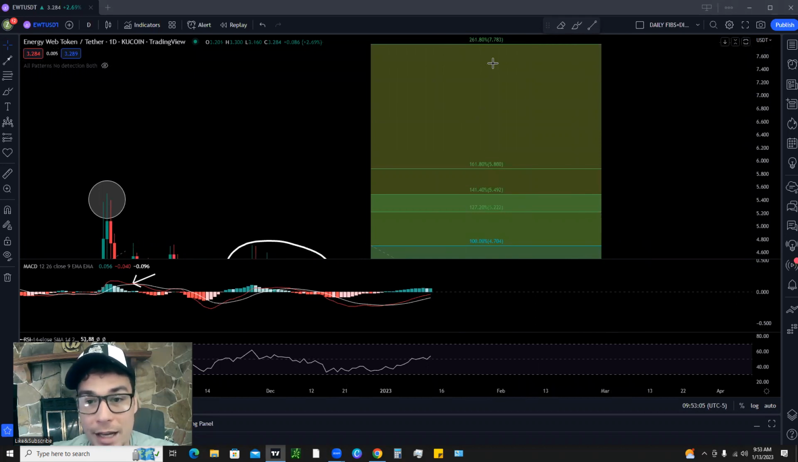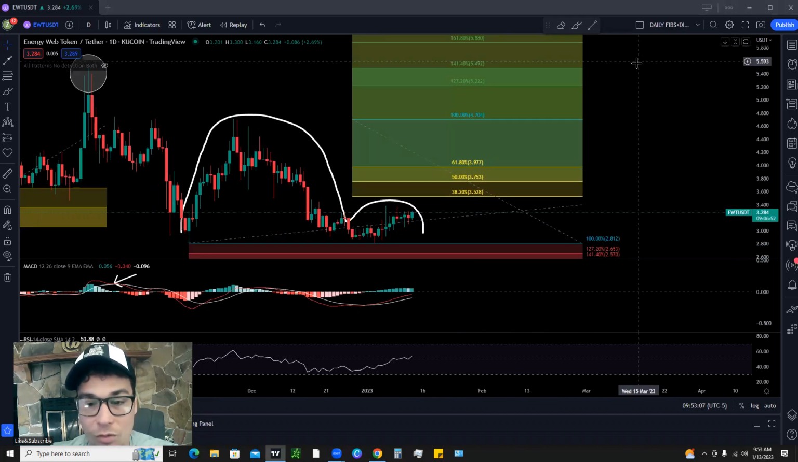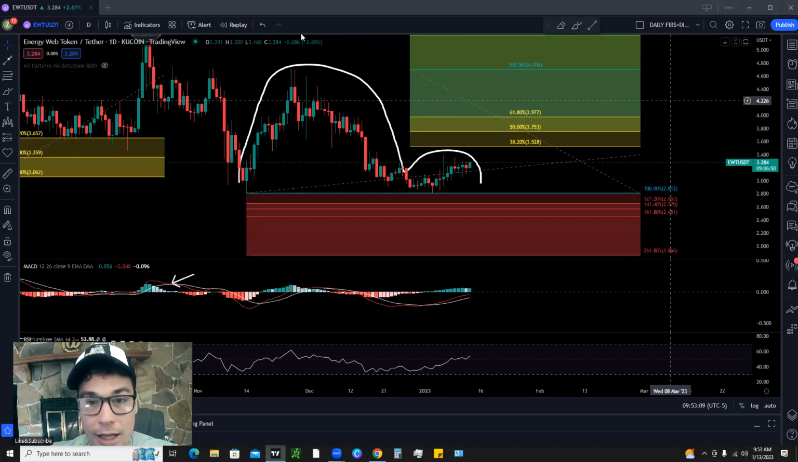Now, I wouldn't expect that to happen anytime soon. There's lots and lots of work to be done. Most notably, again, the major retracement levels, okay?